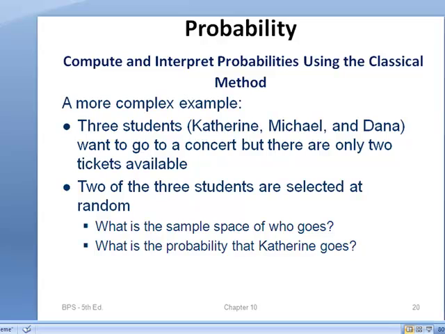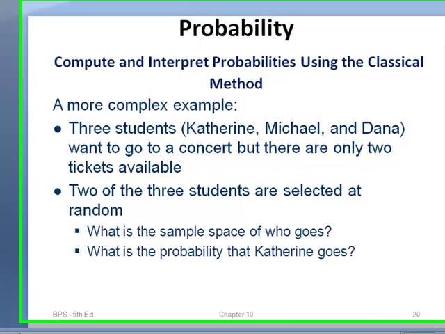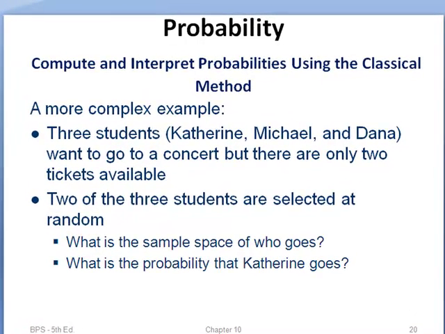So we're going to learn a way to get our sample space and to look at an event. Let's look at this particular example. Three students want to go to a concert, but there's only two tickets. Two of the three are selected at random. In other words, making a random selection, so each of these is equally likely to get picked. If we put their names in a hat and picked out two of them, how could we find the probability that Catherine goes?